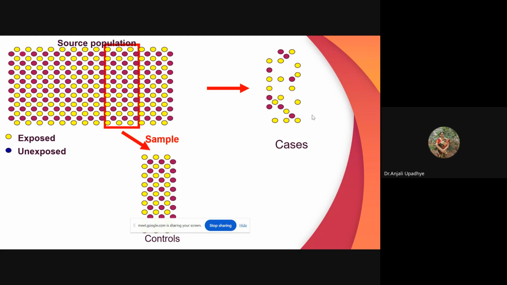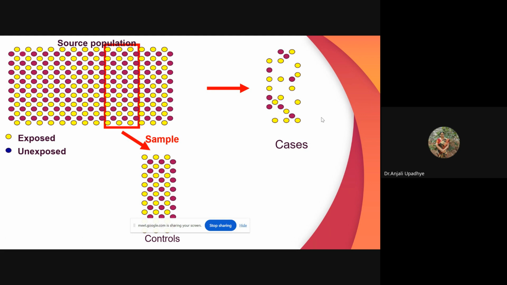What we have done is, from the source population, we have taken a sample. This is my sample. But in the sample, it may be that this sample is taken as a control. And these are my cases, by the incidence rate or cases by the prevalence rate. And some of the cases are also unexposed cases.